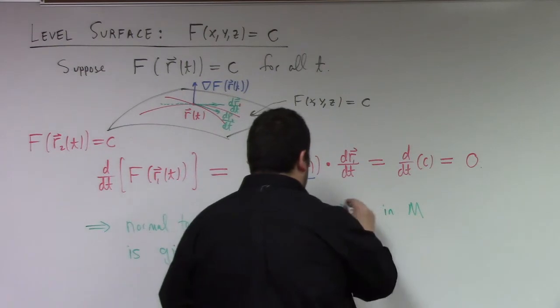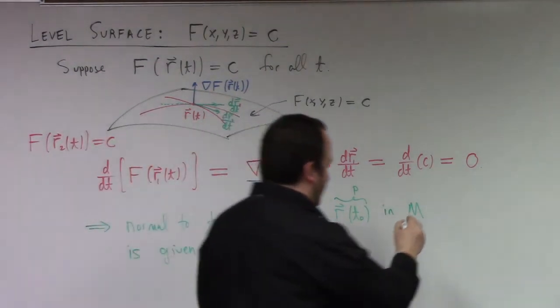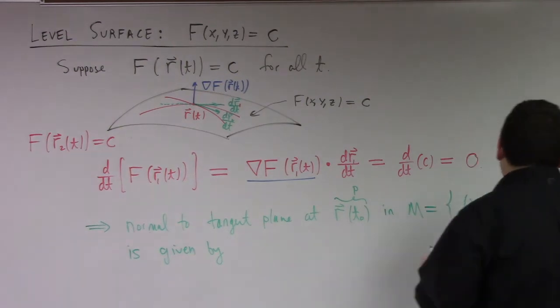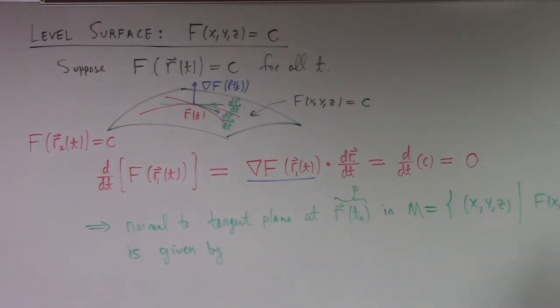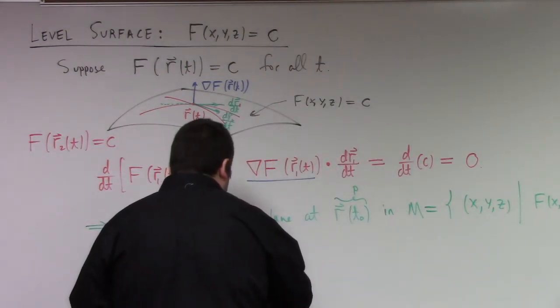Let me call this point P, just to give it a name. And here M is equal to what? Specifically, it's all x, y, and z such that f of x, y, z equals c. I'm saying M is the level surface defined by level function f. This little derivation shows you that the gradient vector at the point P is the normal to the tangent plane. So simply the gradient of f at the point P.